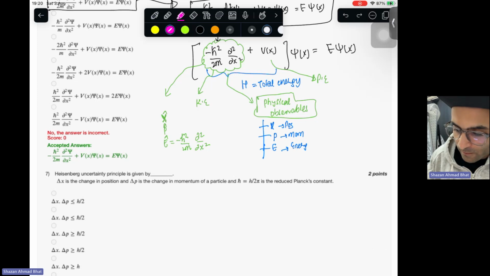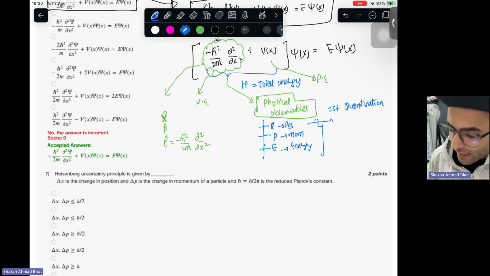Now, when you do something called first quantization, you quantize these observables. You get x as an operator, momentum as an operator, and energy as an operator. This is called first quantization in quantum mechanics.